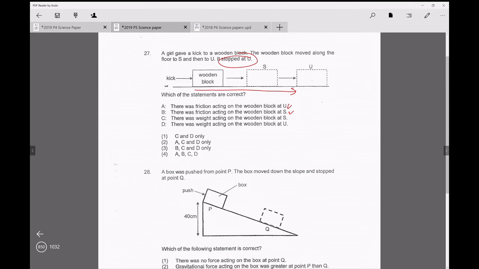As long as you are in contact with anything, there will be friction, even if you are not moving. If there's no friction, you'll be slipping around already. There will be weight acting on the wooden block at S. Then they say C, there's weight, right? D, there's also weight. So all four are correct. So it's A, B, C, D.